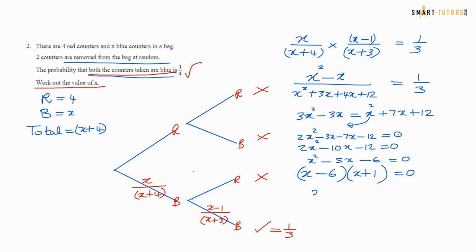So here x minus 6 equals 0, x equals 6. x plus 1 equals 0, x equals minus 1. By the look of it, minus 1 is not possible because x is what? The number of counters. So not possible.